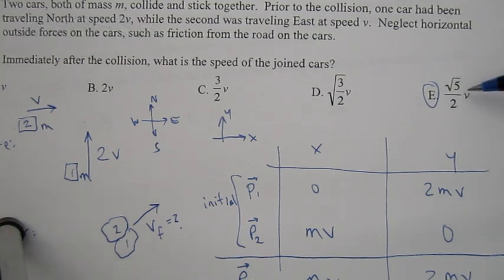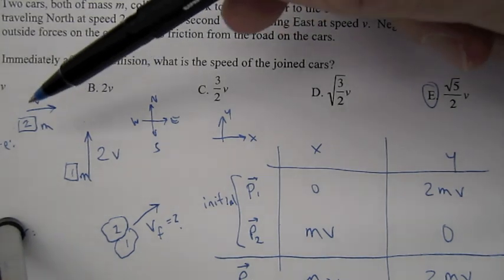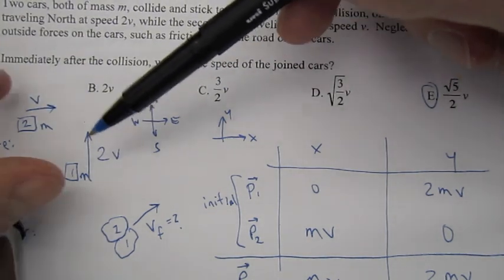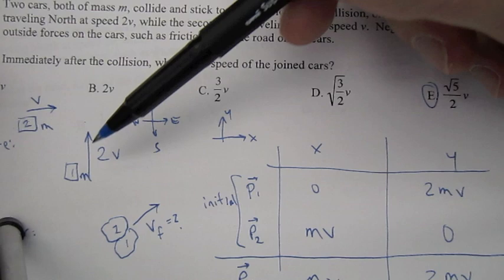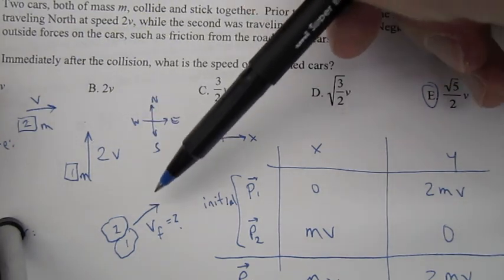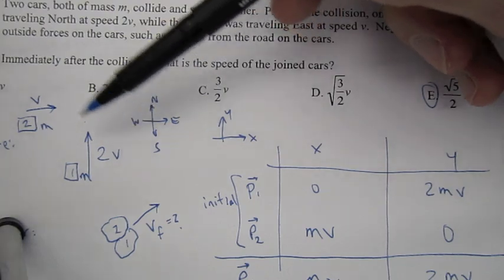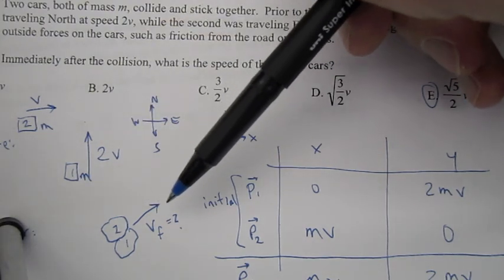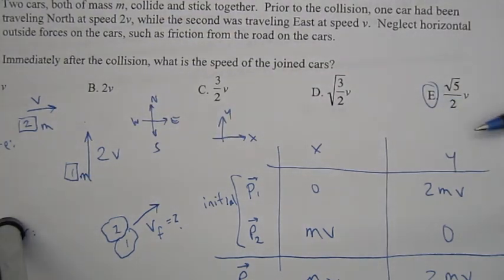And square root of 5 is going to be a little greater than 2, because square root of 4 is 2, so this is something a little greater than 2 over 2, so it's a little greater than v. So you've got two cars going in perpendicular directions, and one has speed 2v, one has v. They collide together, and their final velocity is greater than v, but it's quite a bit less than 2v. That sort of seems to make sense.